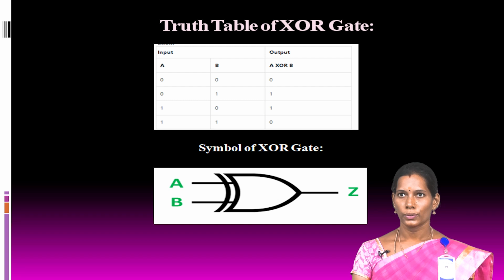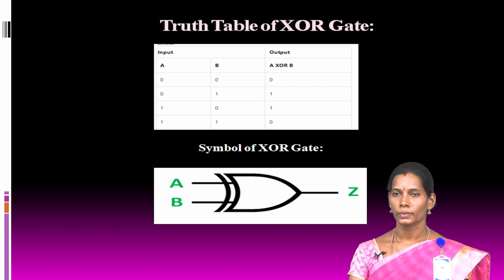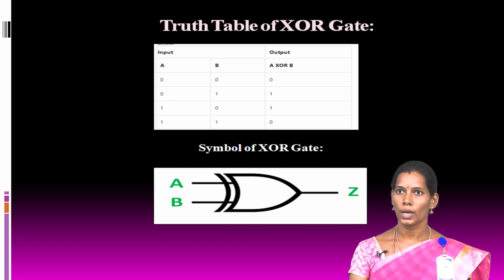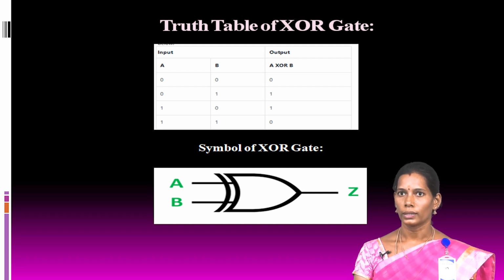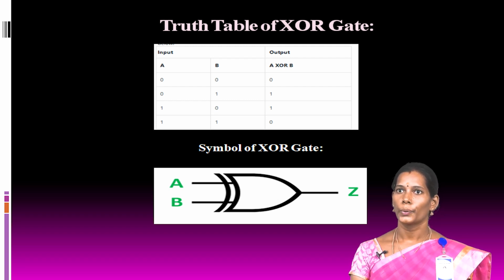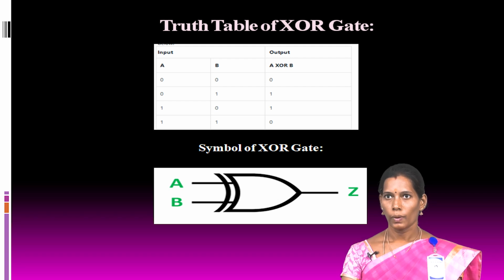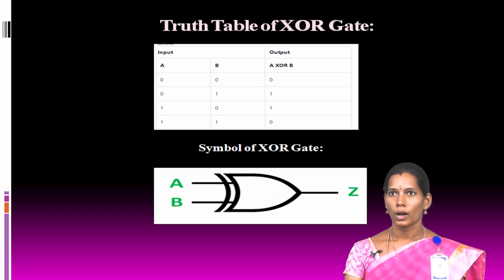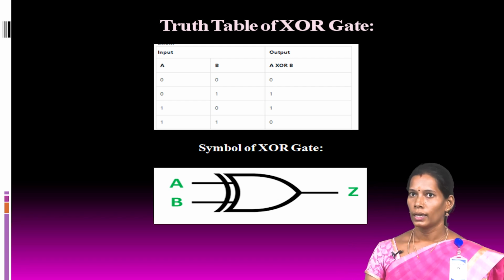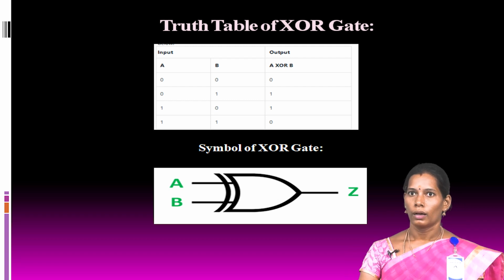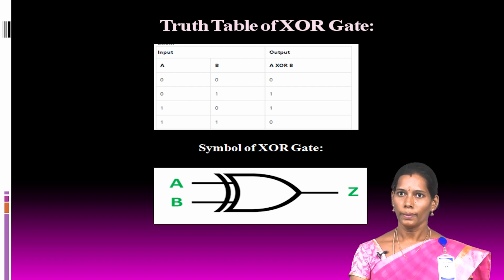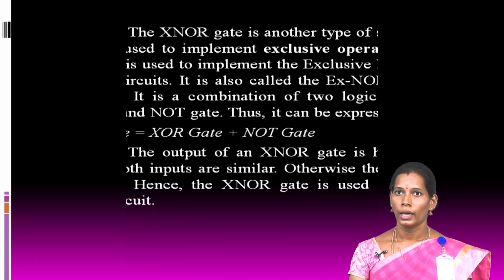Inputs 0, 0 produce the output 0. Input 0 and 1 produce the output 1. Input 1 and 0 produce the output 1. Input 1 and 1 produce the output 0. Symbol of XOR gate. The logic symbol of the XOR gate is shown in the following figure. Two inputs A and B produce the output Z.